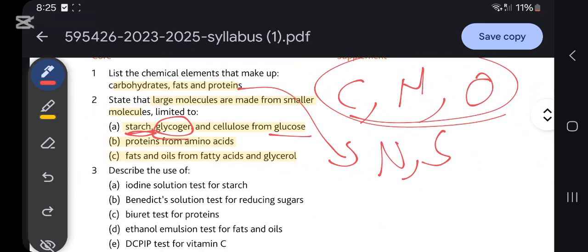Another thing you must know is that cellulose and starch are both made up of glucose molecules. In cellulose, the molecules link up in straight lines and don't coil up in a spiral shape, whereas a starch molecule forms a spiral shape.